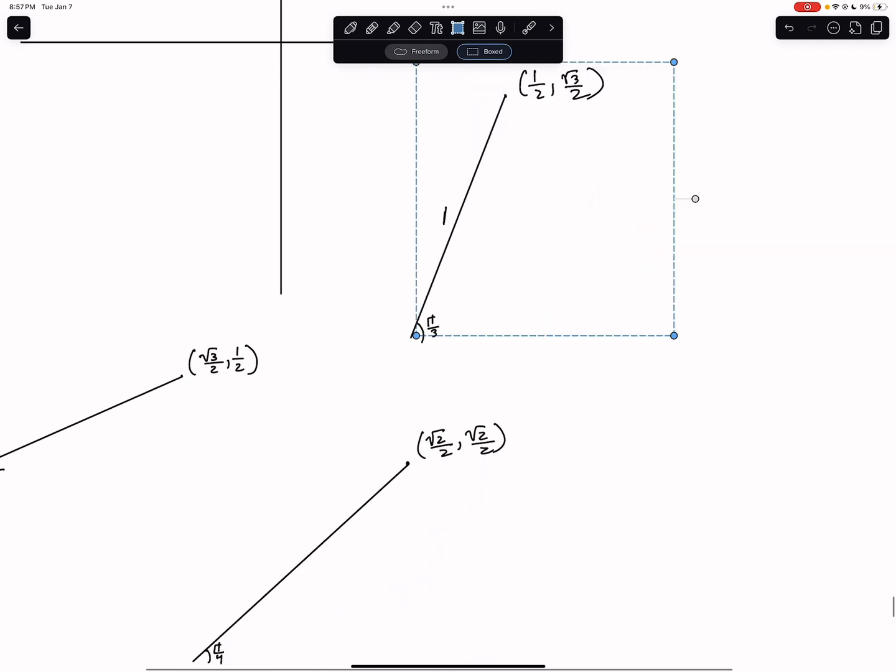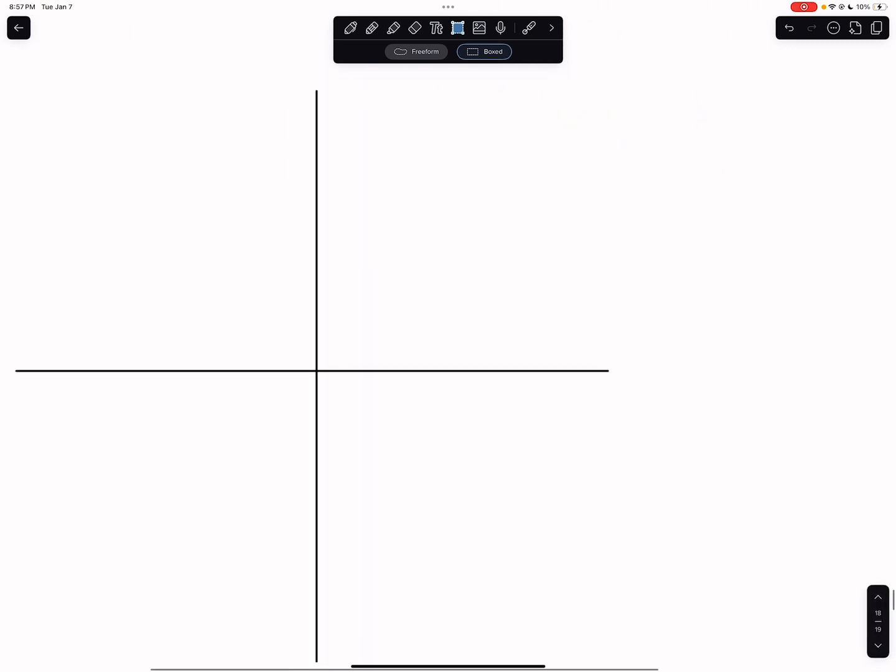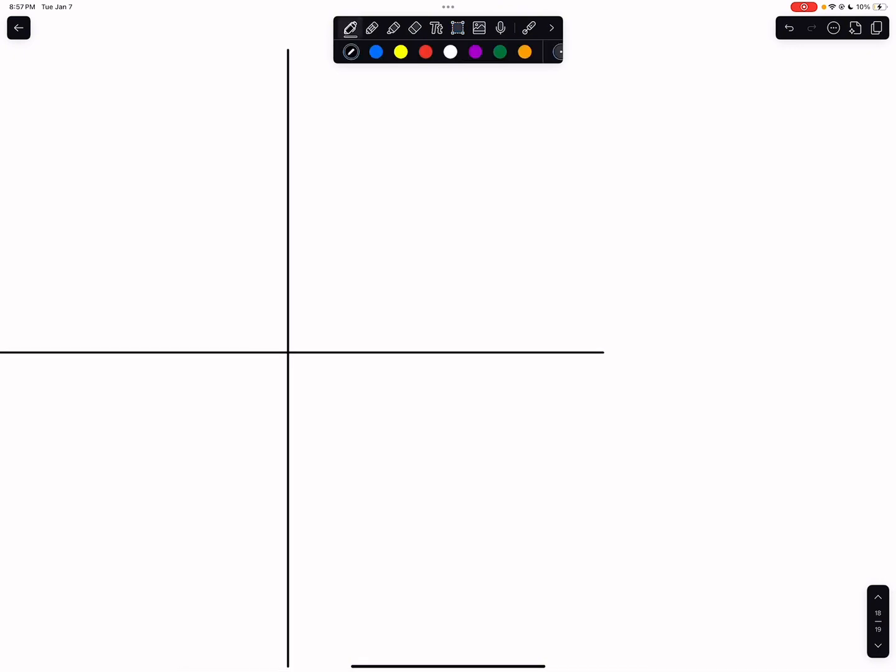Okay. This will go right here. So now I'm just going to deal with these, and I'm going to use a different color here. I'm going to use blue, just to illustrate these cosine and sine values.